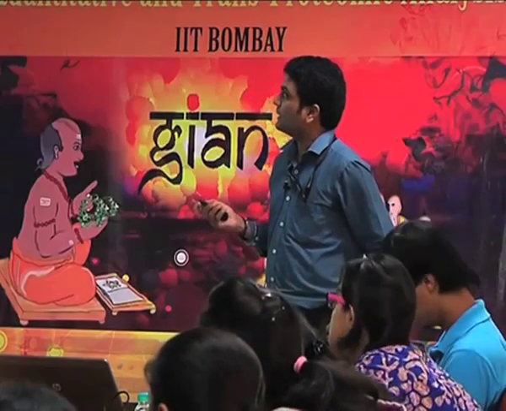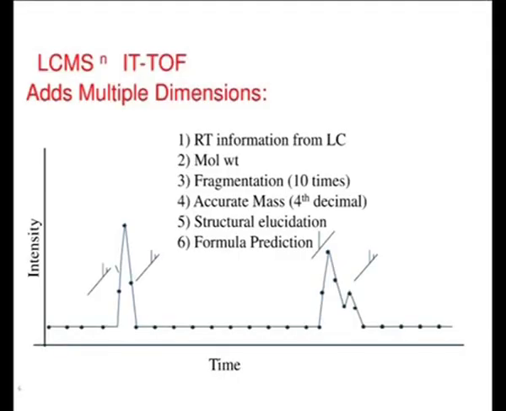You can also do the LC-MS analysis by using the IT-TOF, ion trap with time of flight. This type of analysis may help with the structural elucidation of your compound, where we can get the accurate mass up to 4 decimal places. You can do the structural elucidation and formula prediction.